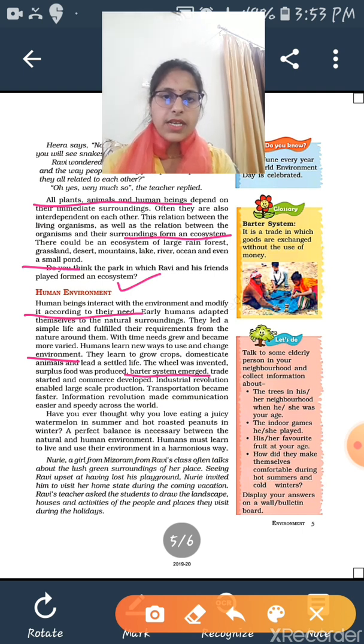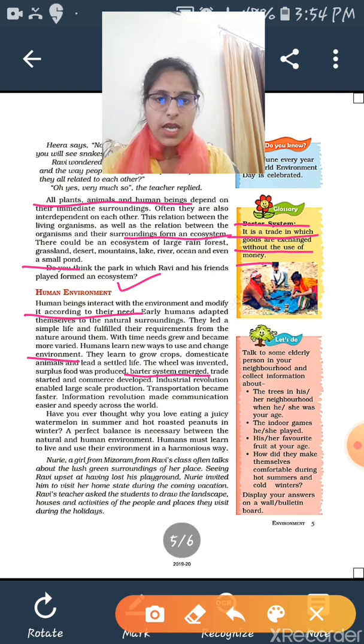So barter system is basically the oldest method of exchange, in which goods or services are exchanged with other goods and services without the use of money. So what is barter system? It is a trade in which goods are exchanged without the use of money, right? So barter system emerged, trade started and commerce developed. Industrial revolutions enabled large scale production. Transportation became faster. Information revolution made communication easier and speedy across the world.